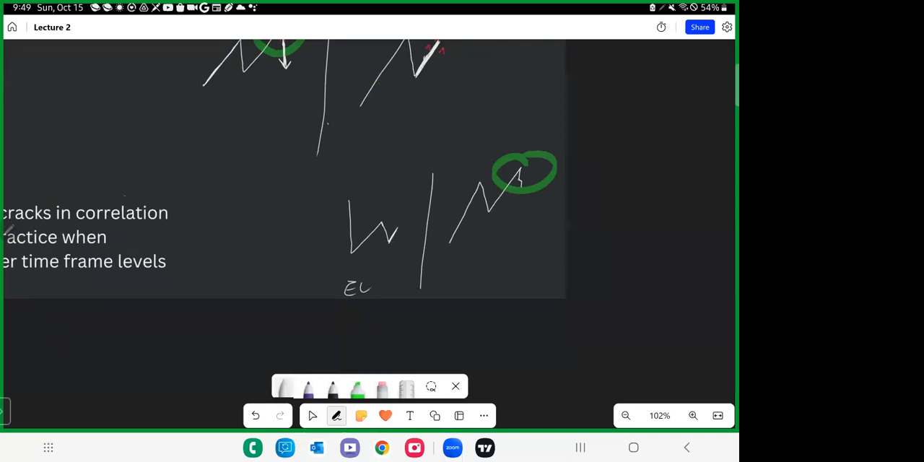We could say, hey, EU is showing weakness, so maybe I want to go and trade EU because it's showing weakness. But obviously, we don't trade DXY anyway. But you guys get the point.